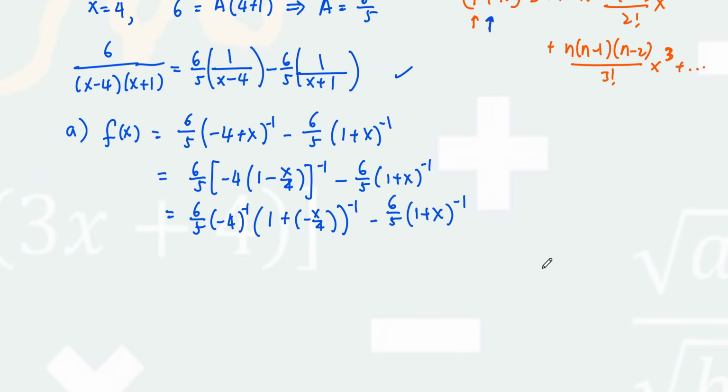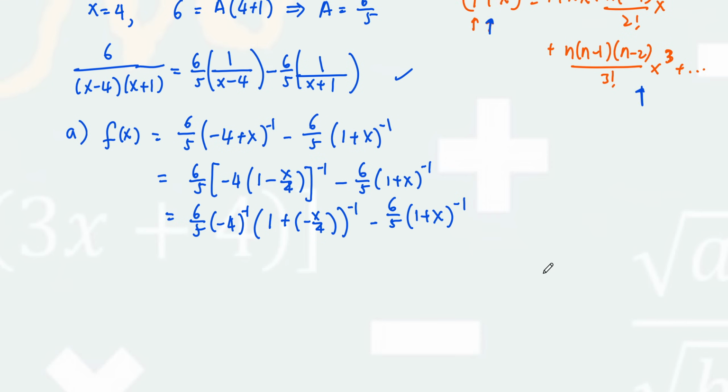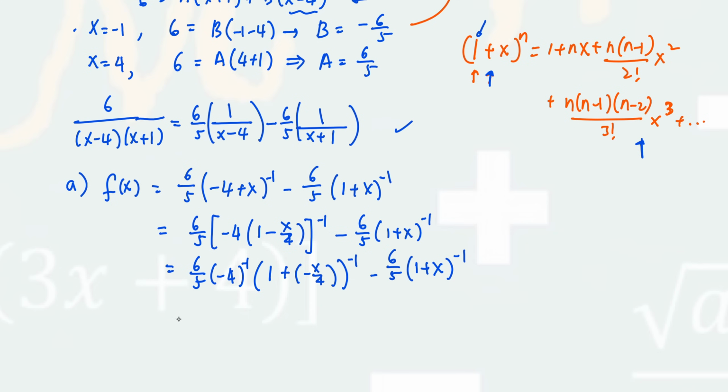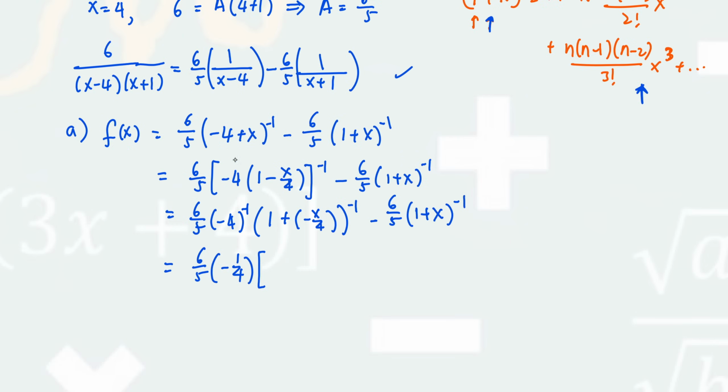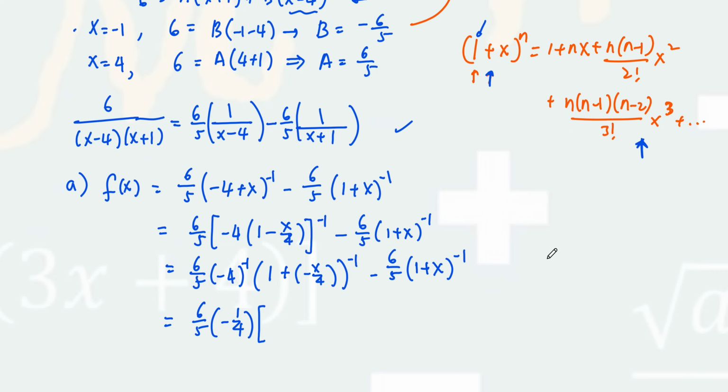And now I can start doing my expansion using the expansion formula. Minus 4 to the degree minus 1 is minus 1 over 4. So here I will write 6 over 5 times minus 1 over 4, followed by the expansion using this formula. Now, go back to the question. We need to expand until x cubed.